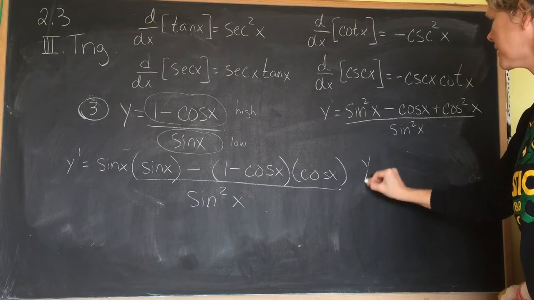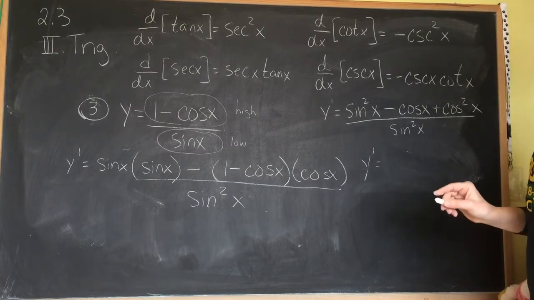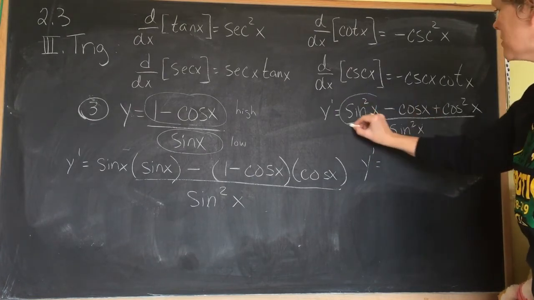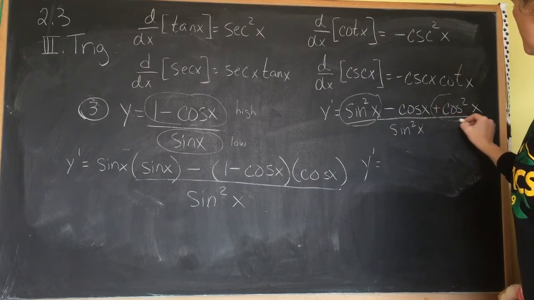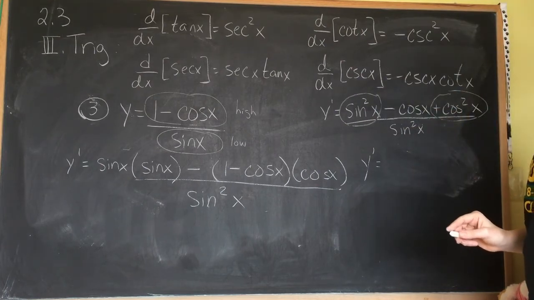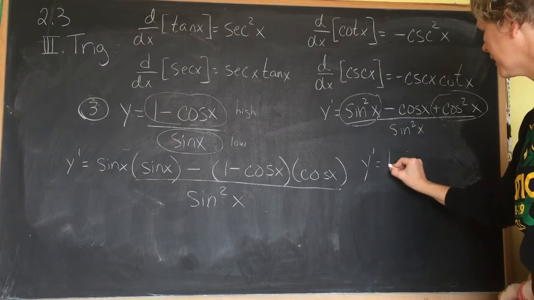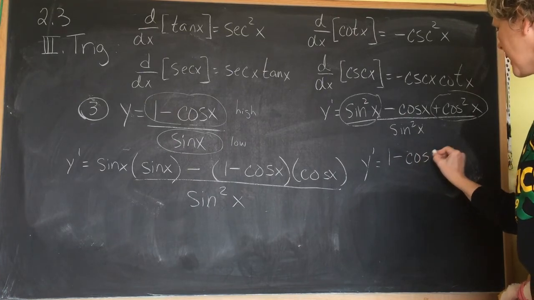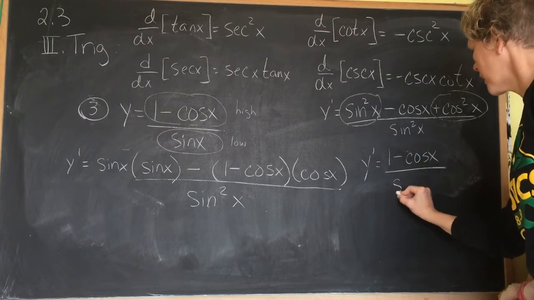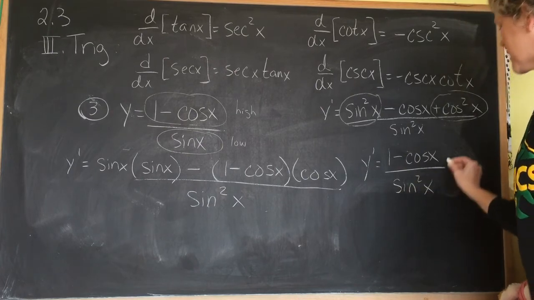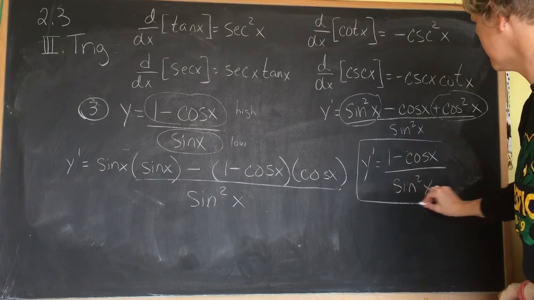sine squared x. My derivative then, you have to pay attention that sine squared plus cosine squared is 1. So we can simplify that down to my final answer being 1 minus cosine x all over sine squared x.